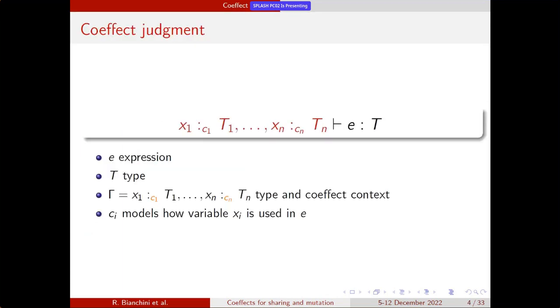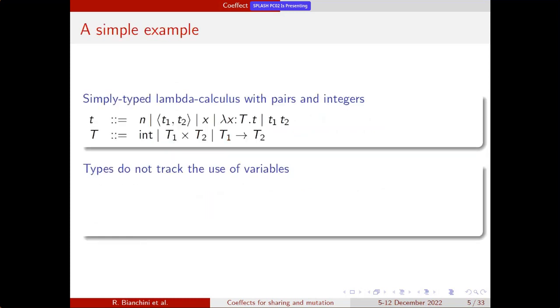Here you can see a typical type judgment where an expression is of a certain type in a gamma. But this gamma is a little bit richer than usual. In addition to being a map from local variables x to their types T, we also have those coeffects C, where the idea is that Ci models how the variable xi is used inside of the expression. We can give a simple example to introduce coeffects.